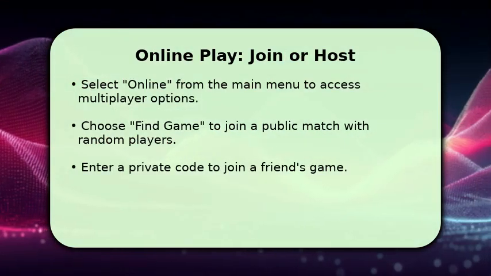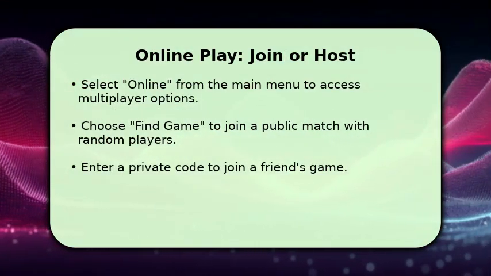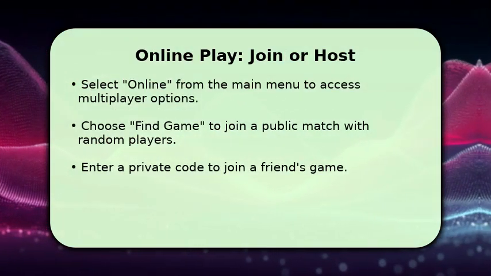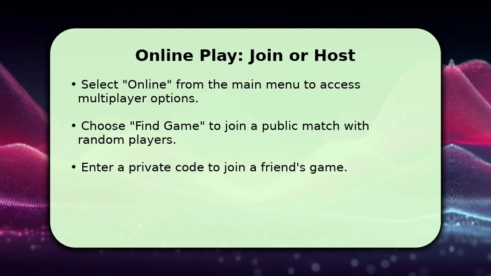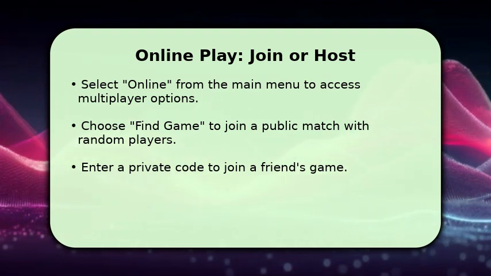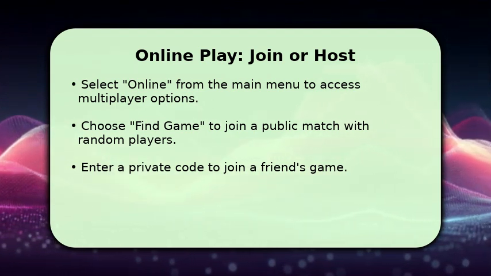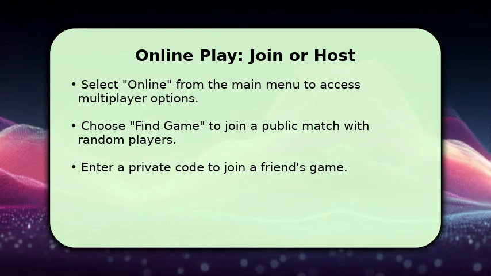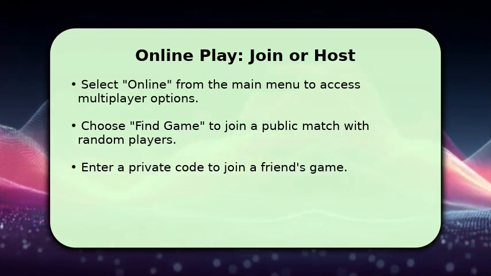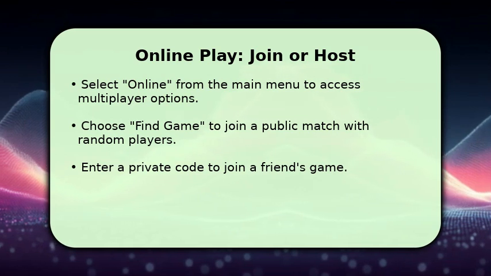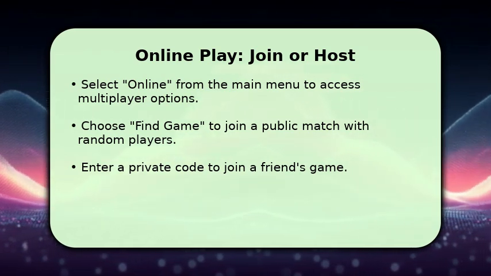Once the game is open, you'll see the main menu. To play with others, select the online option. From there, you have a couple of choices. You can tap Find Game to jump into a public match with other players from around the world. If you have friends, they can give you a private code to join their specific game. Alternatively, you can choose Host Game to create your own lobby and invite others.